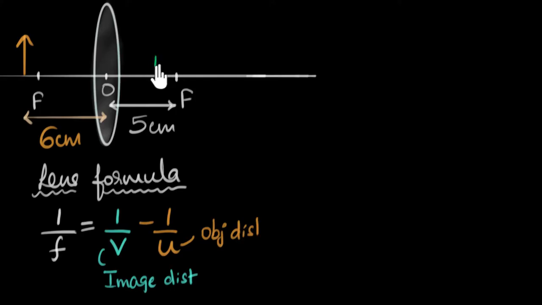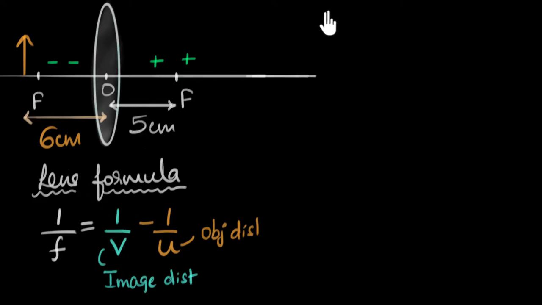So we're going to call this as positive, which means all the positions, all the distances you measure on this side of the lens, we'll call it as a positive distance. And if you measure any distance on the left side of the lens, we're going to call that as negative distance. So having said this, we are now ready to substitute with proper signs.